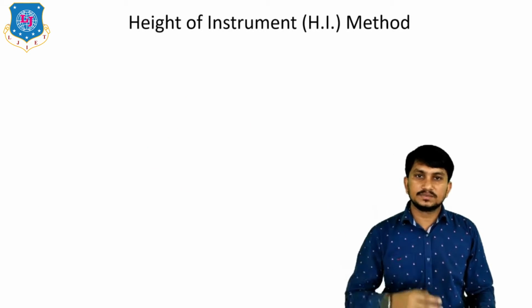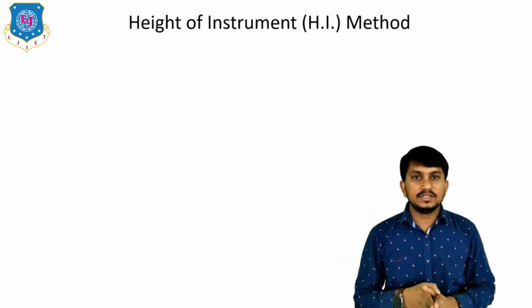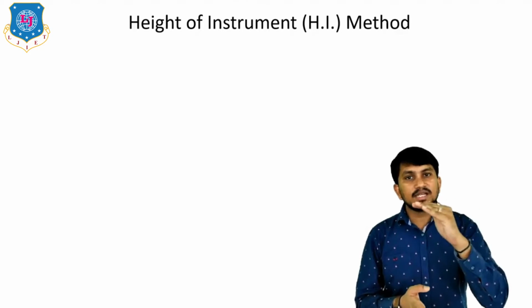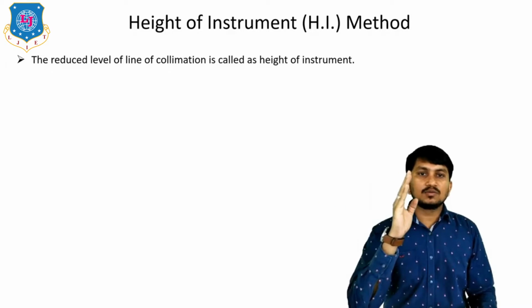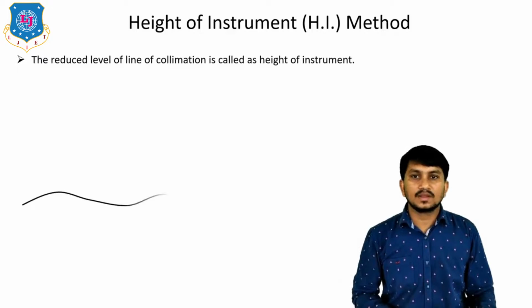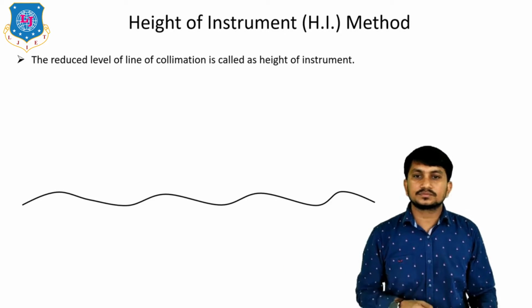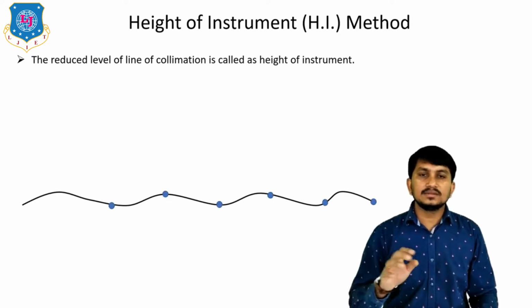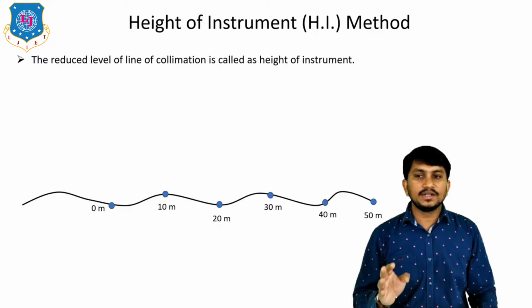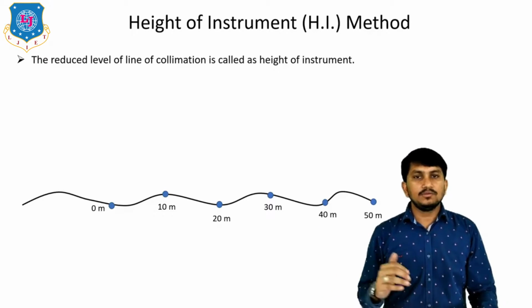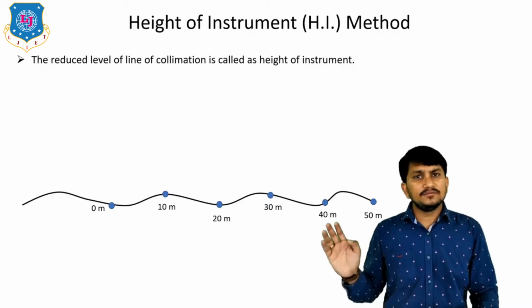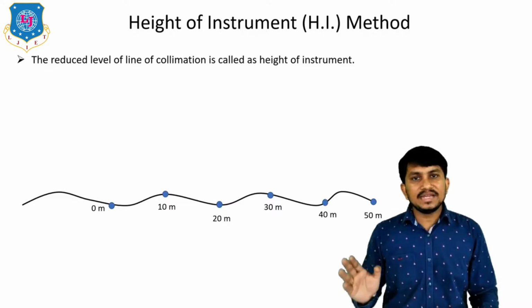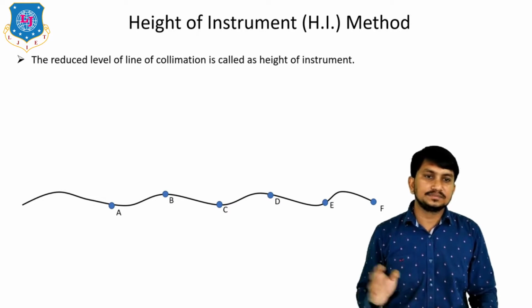Let's start with the HI method, which is the height of instrument method. So what is HI? It is the reduced level of the line of sight, or line of collimation. The reduced level of the line of collimation is called the height of instrument. Suppose there is one ground. These are the number of points like 0 meter, 10 meter, 20 meter, 30 meter, 40 meter and 50 meter. We have to find out the levels of all these points. Suppose we name these points as A, B, C, D, E and F.